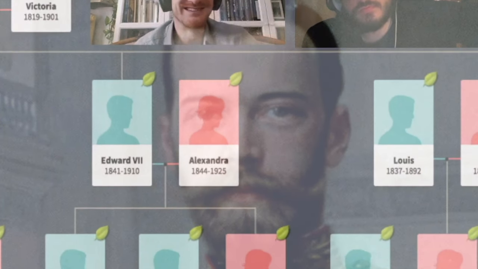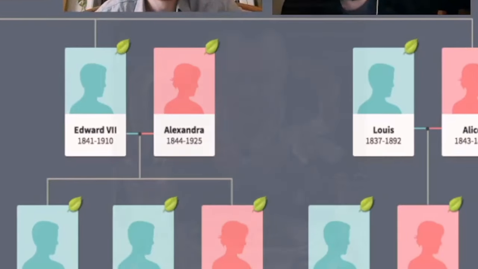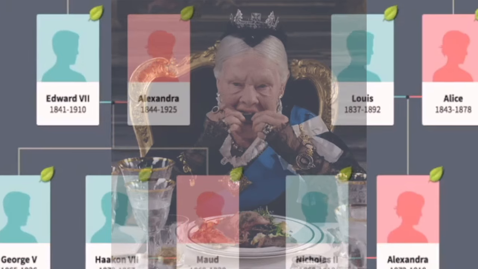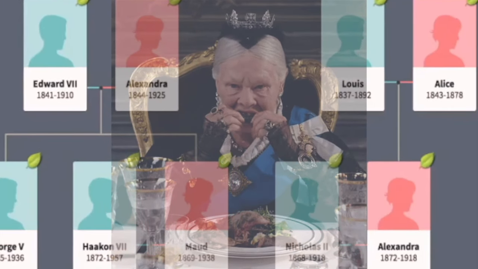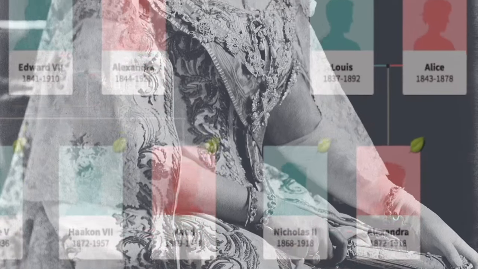Granny was furious, but actually Alex pushed through this marriage. And twice she turned down the advances of Nicholas. But eventually she got Victoria's grudging approval. And she marries him and becomes the Tsarina, the ill-fated Tsarina.